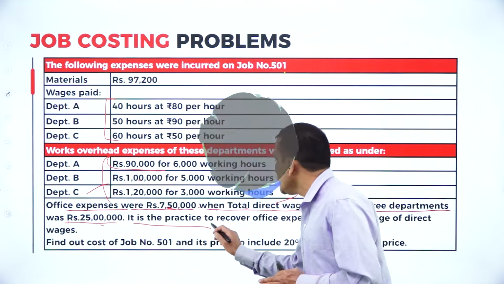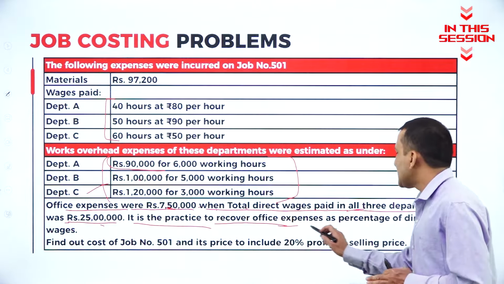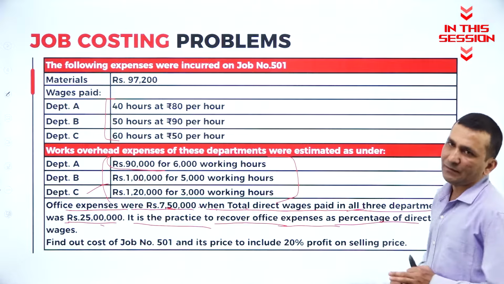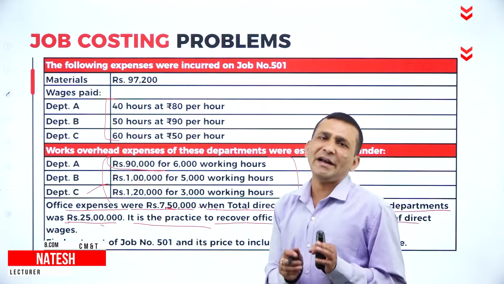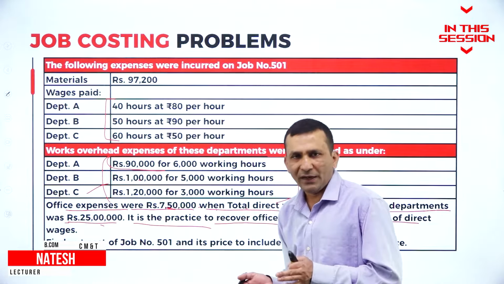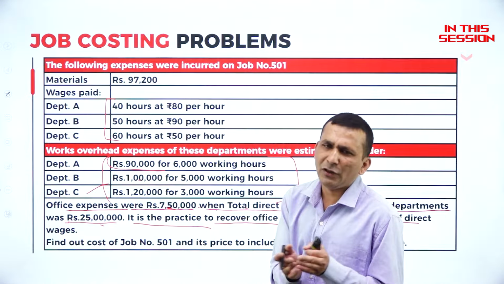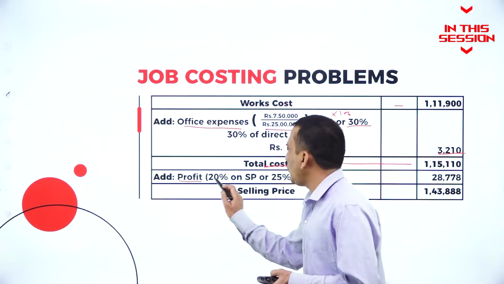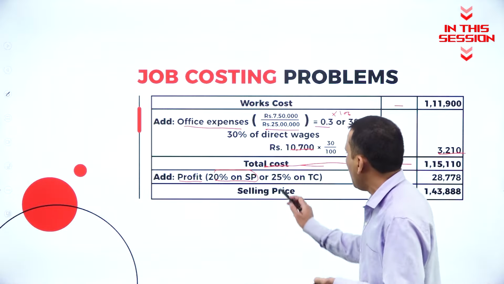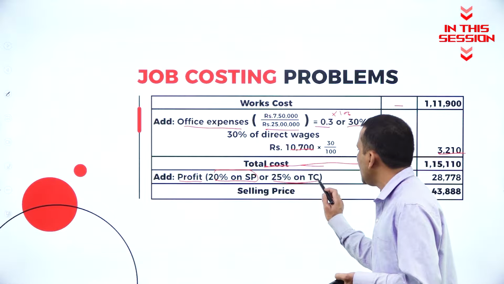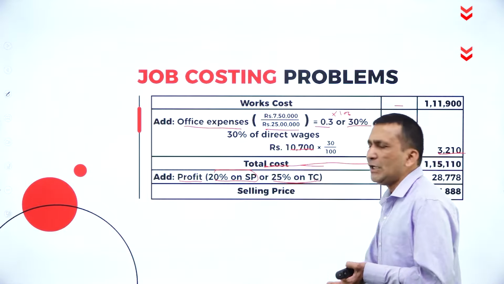It is a practice to recover office expense as a percentage. Now with the help of the information provided, 7 lakh 50 and 25 lakhs, we are able to find out the percentage. Add 20% on selling price. Selling price is not given in the question, but 25% we need to calculate on the total cost.